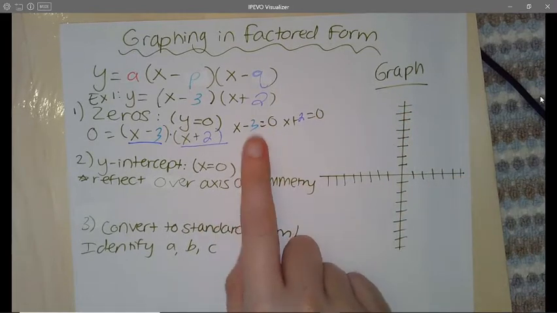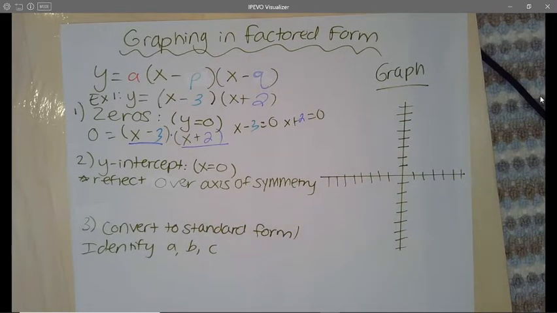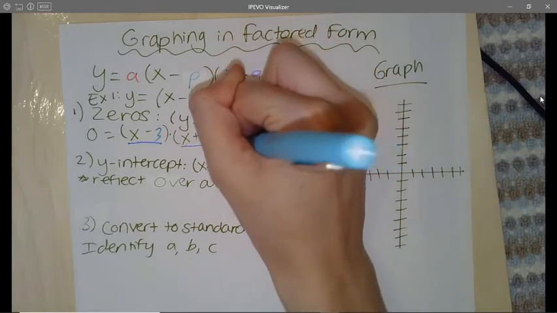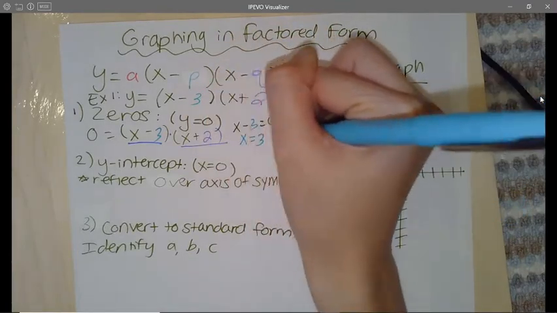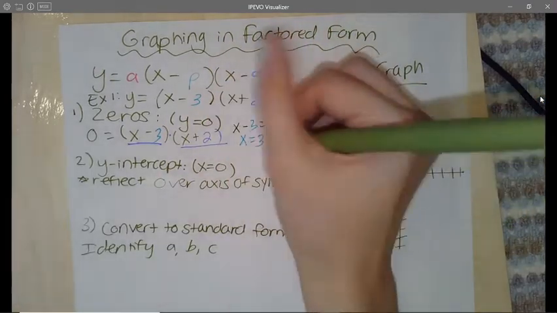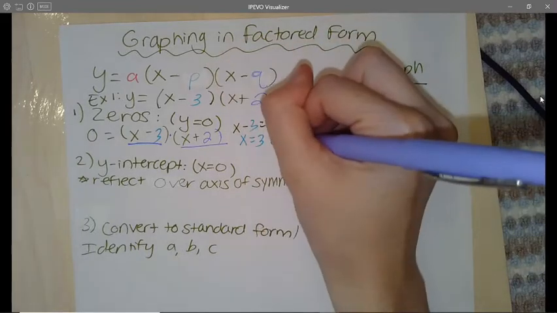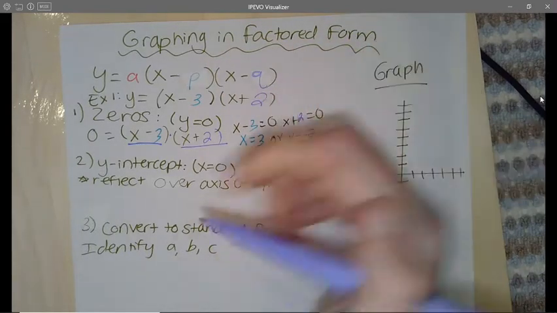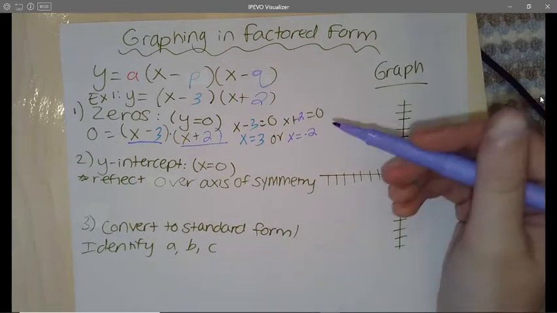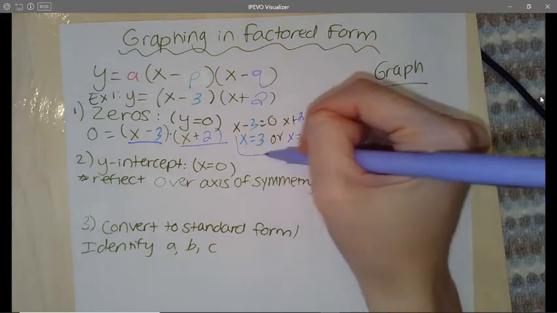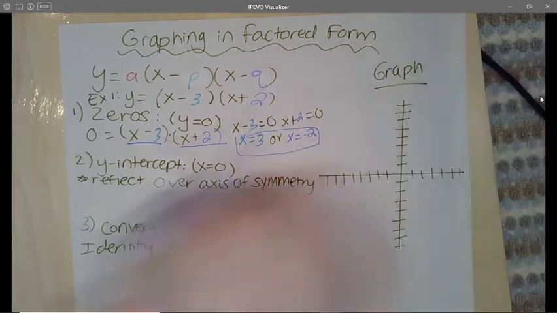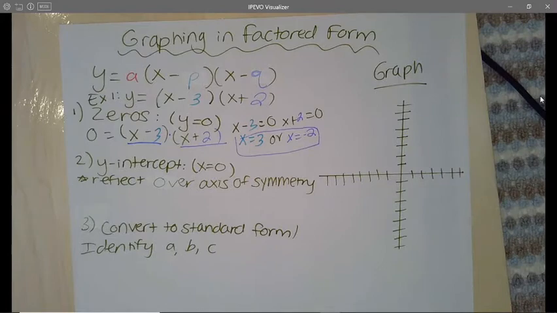So what is the opposite of negative 3? That would be positive 3. So x could be 3, or what's the opposite of positive 2? Precisely, it would be negative 2. So x equals negative 2. Guys, the shortcut is just to flip the sign. So guess what? We already found our zeros.